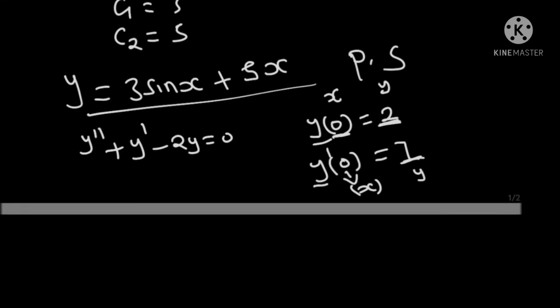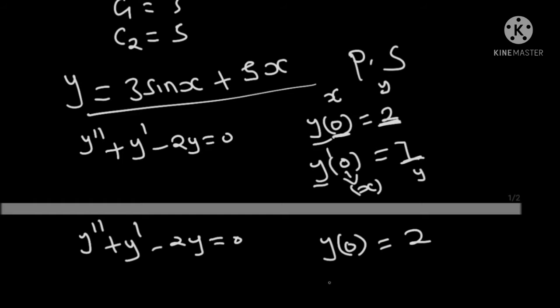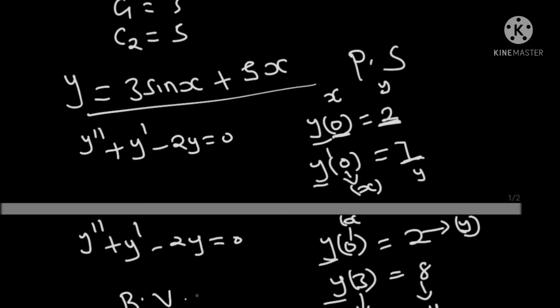Another example, suppose we have the same y double prime plus y prime minus 2y equals 0. But in this case we have y of 0 equals 2 and y of 3 equals 8. Remember, 8 represents y and 3 represents x. Similarly, 2 represents y and 0 represents x. Since we have y and y at different points, this constitutes a boundary value problem.